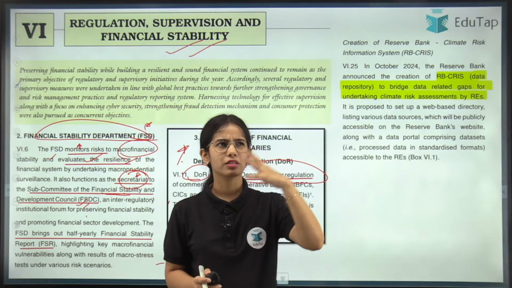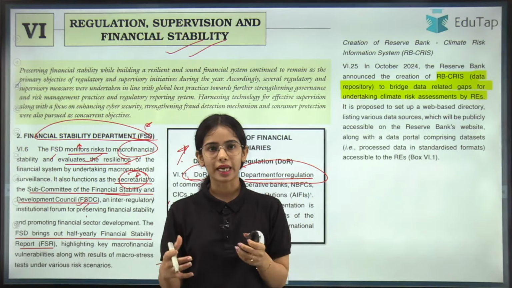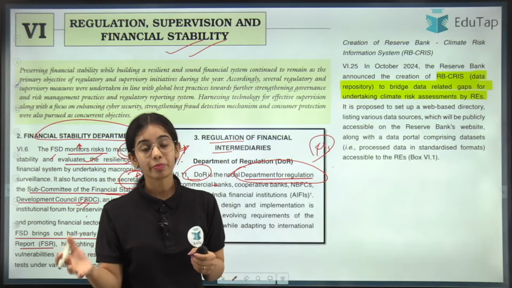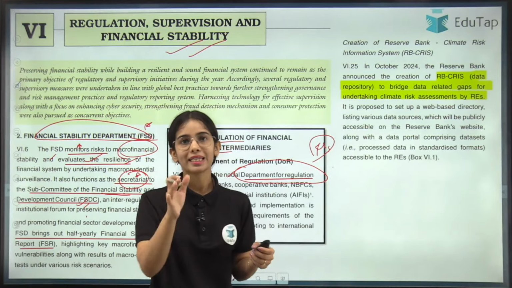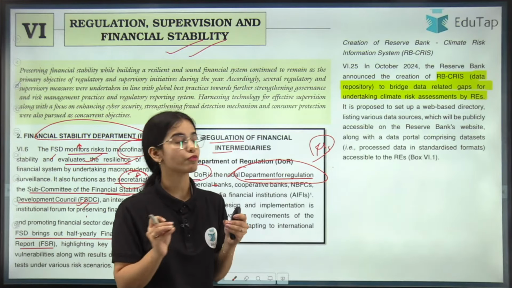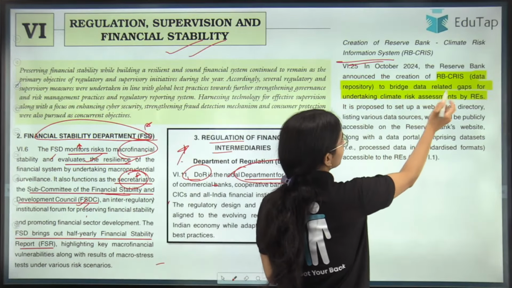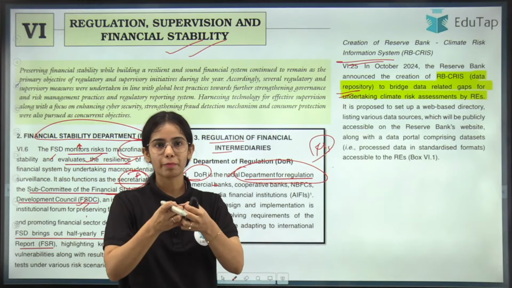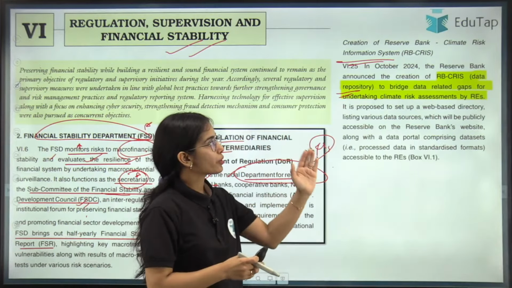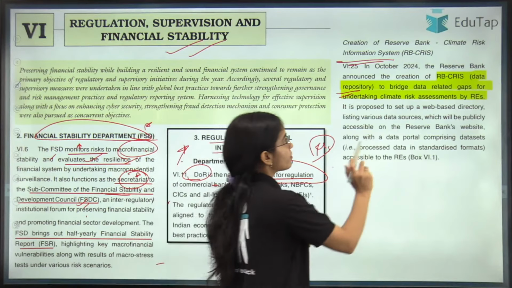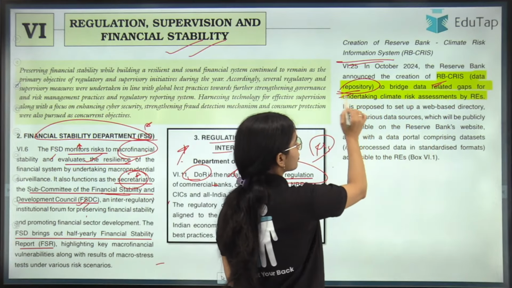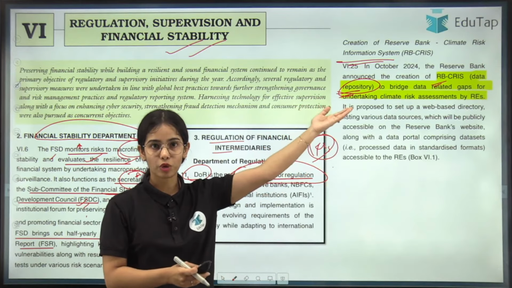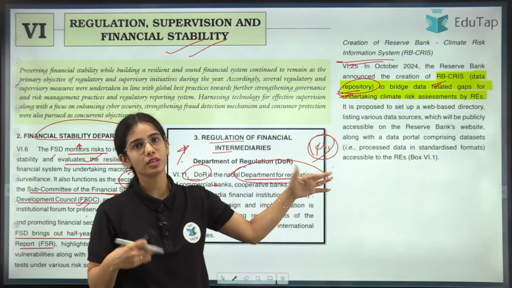If you remember, a few months back we discussed that RBI recognized that the regulated entities are not able to do climate risk assessment because they do not have the climate risk data available. That's why the Reserve Bank of India created this climate risk information system. This is a data repository, where the data will be compiled and kept. In October 2024, the Reserve Bank announced the creation of the Reserve Bank Climate Risk Information System, so that the regulated entities can get the climate-related data from this repository and use it for their assessment.